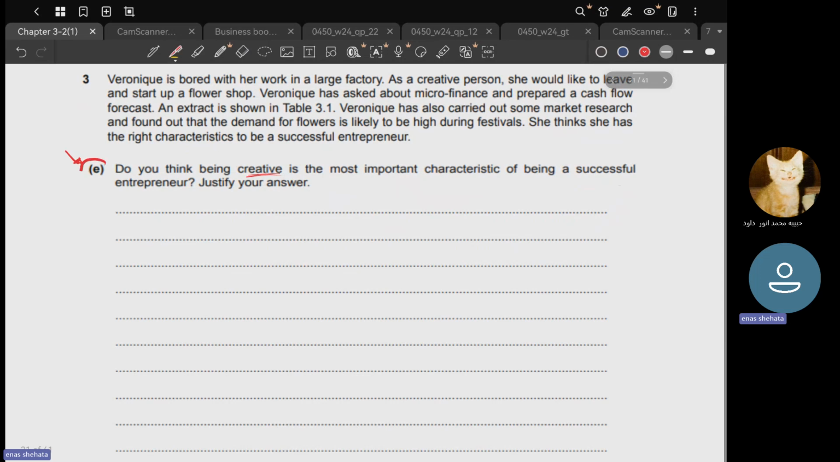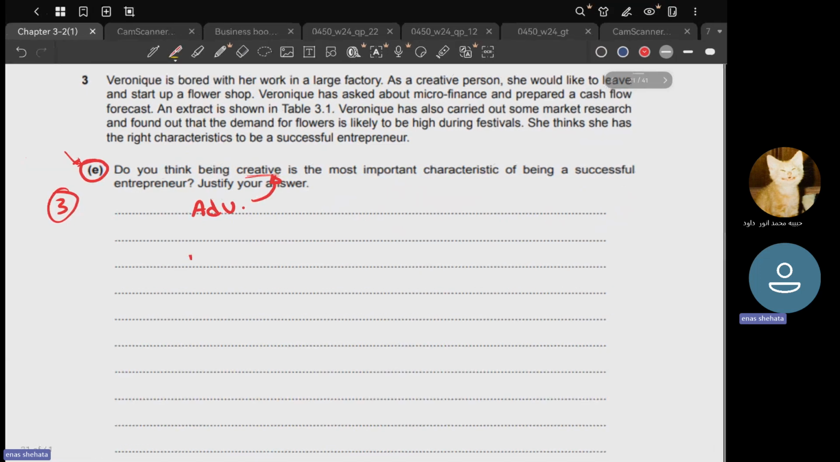Once you find a question like this, you know you have 3 things you must say. You must state the advantage of the point, which is being creative. You must state the disadvantage of this point of being creative. 2 points here and 2 points here. To state the advantage and explain, and the disadvantage will explain.